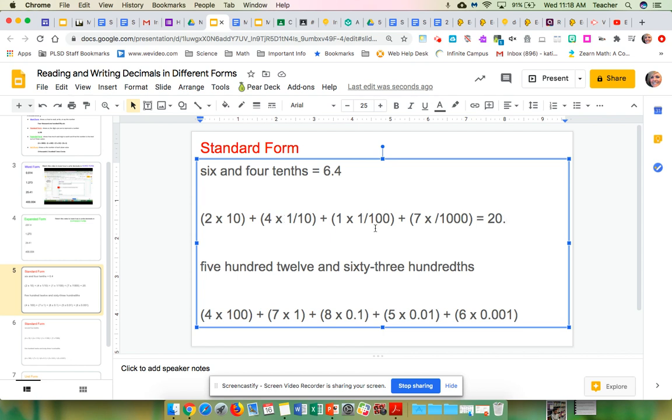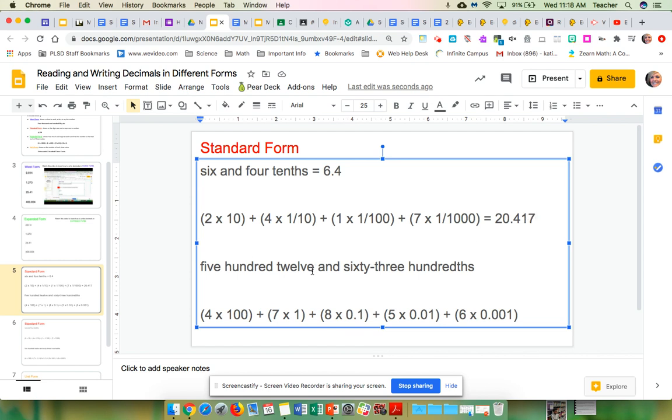Okay, so moving on, I have a 4 times 1/10. So that tells me that the 4 has to be in the tenths place. Then I'm adding that to the 1 times 1/100th. That means the 1 has to be in the hundredths place. It's the second place to the right of the decimal point. And then the 7 times, this should be a 1,000th. 7 times 1,000th, that means the 7 should be in the thousandths place, and the thousandths place is the third place to the right of the decimal. So this is 20 and 417 thousandths.